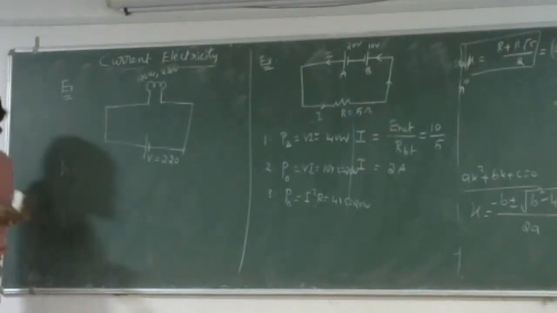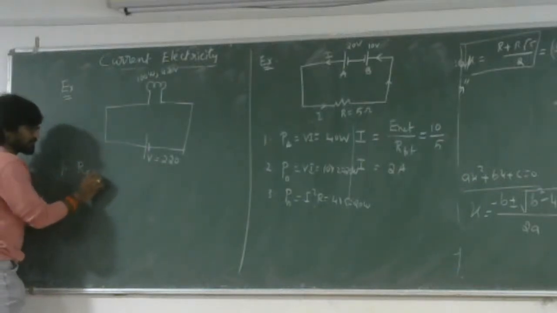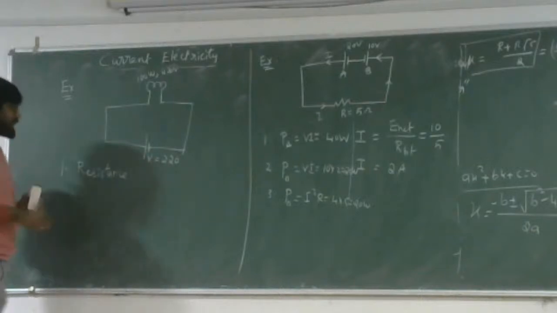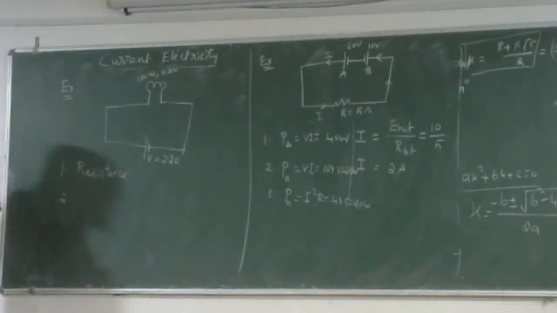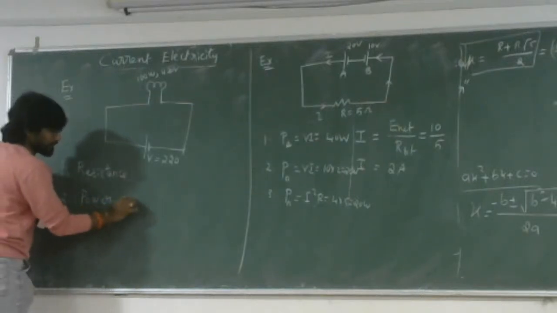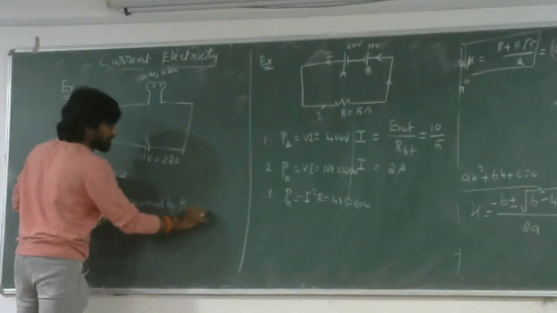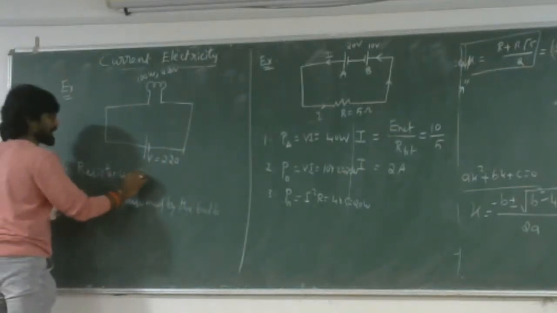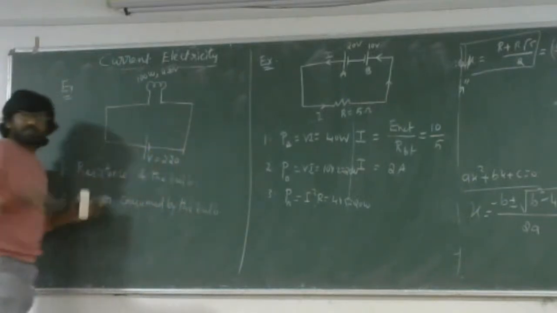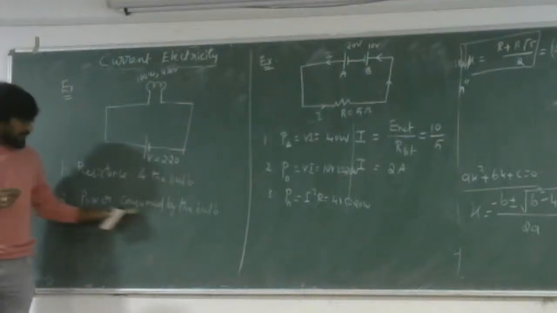If it is connected to this, you may ask different questions. Number one, what is the resistance of the bulb? Or you can also say the resistance rating of the bulb. And second, what is the power consumed by the bulb? Resistance of the bulb means resistance rating, the rated resistance of the bulb. And what is the power consumed by the bulb?